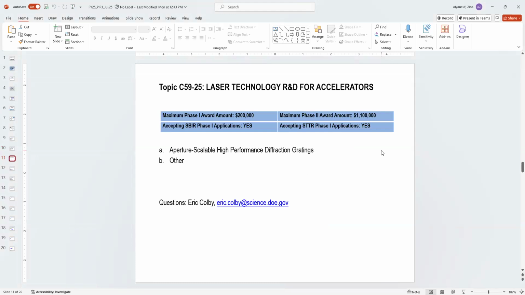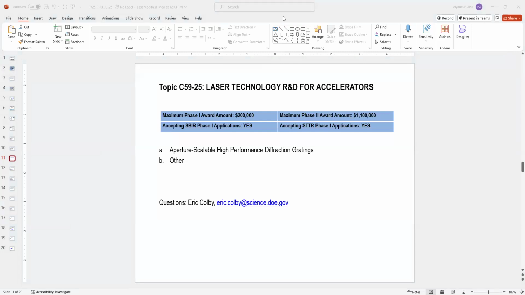Okay. 25 is laser technology R&D for accelerators. We have really one subtopic, which is aperture scaling, high performance diffraction gratings. Let me just say first that the aim of this topic overall is to develop suppliers of ultra short pulse laser components. And the focus in 25 is on high efficiency, large aperture diffraction gratings for high energy, i.e. greater than a joule lasers.